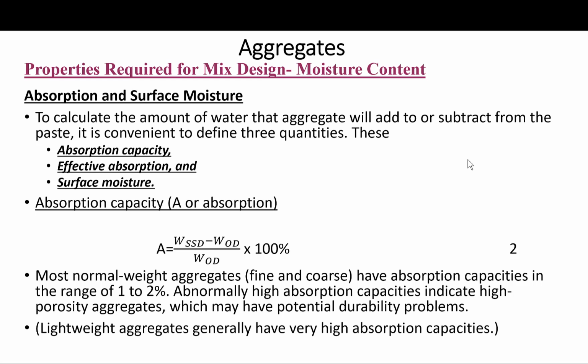Most normal weight aggregates, the fine and coarse, have absorption capacities in the range of 1 to 2%. Abnormally high absorption capacities basically indicate high porosity aggregates, which may have potential durability problems. Like the lightweight aggregates generally have very high absorption capacity. So from the absorption capacity, you could sometimes get an indication about the quality and the suitability of the aggregates.